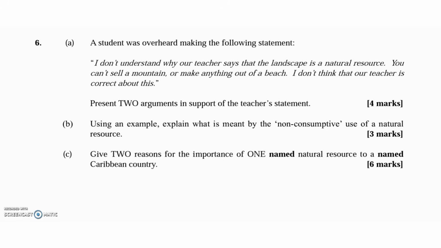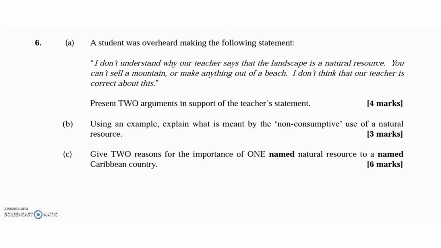All right. Now, first and foremost, you have to understand that the landscape is, in fact, a natural resource, as the teacher rightly indicated, primarily because not all resources can be utilized consumptively. You can utilize the landscape for non-consumptive purposes. For instance, it can be utilized for leisure involving hiking and trekking. It can also be associated with nature and photography as well. So the landscape can be utilized for non-consumptive purposes.